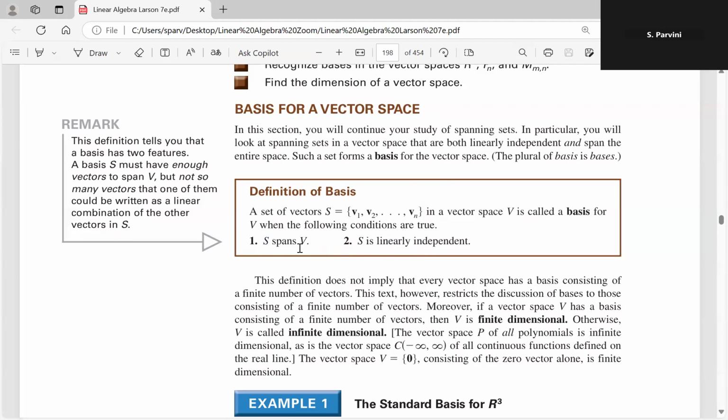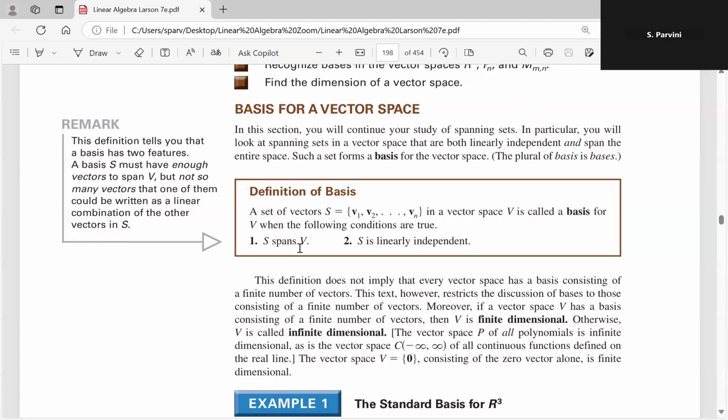Remember from the previous section, we said a set S, which is a subset of vector space V, spans V if every vector in V can be written as a linear combination of vectors in S, in this case v1, v2, and so on, all the way up to vn. So that's the spanning part. If you need a review on spanning sets and what span means, please watch the previous lecture on section 4.4. Number two, to be a basis, first it has to span the vector space, and second, the set S has to be linearly independent itself.